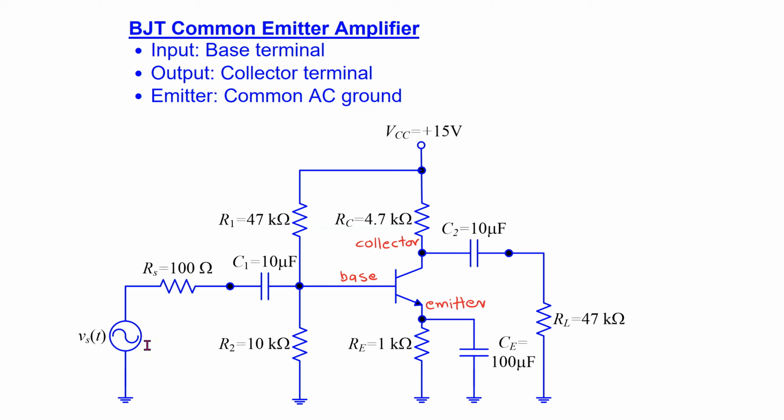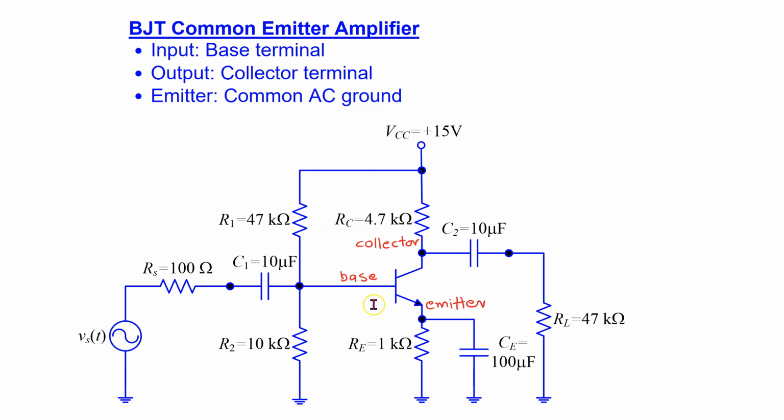Vs is the input sinusoidal source that we wish to amplify, and Rs is the source resistance. So input signal is being applied at the base of the BJT. RL is the output resistance, and this is connected to the collector of the BJT. We measure the output voltage across RL.